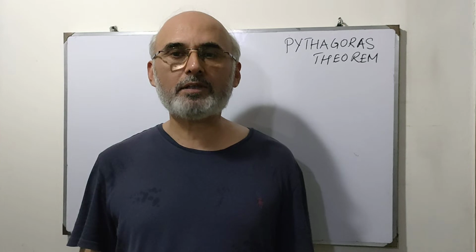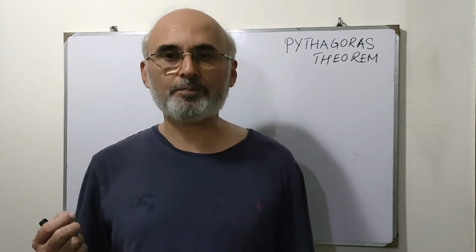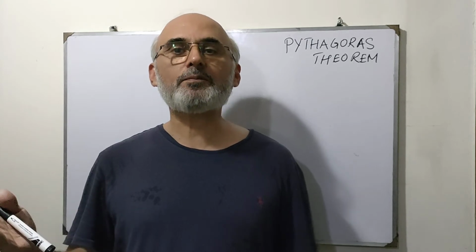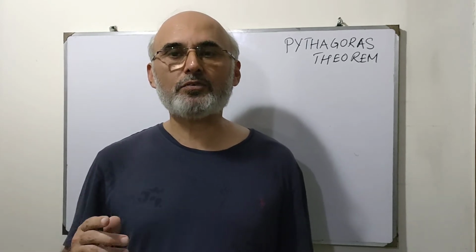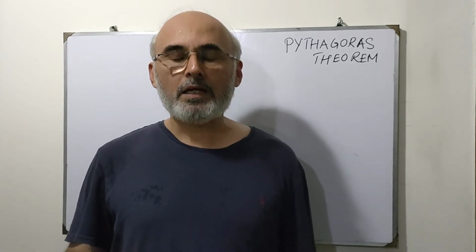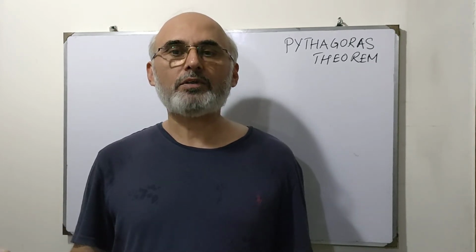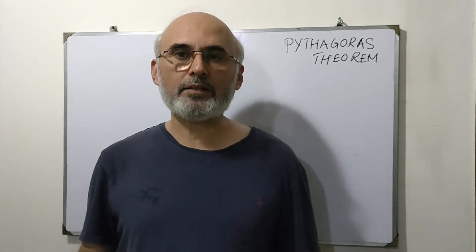This chapter is about Pythagoras Theorem. The Pythagoras Theorem gives us the relationship between the sides of a right angle triangle. When we say a right angle triangle, it means a triangle which has one angle equal to 90 degrees.